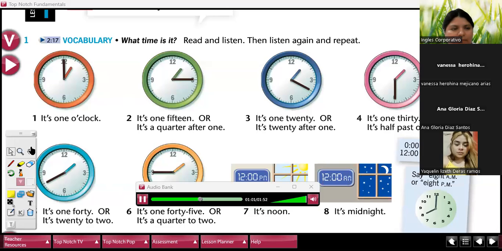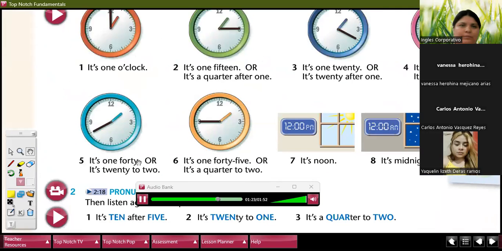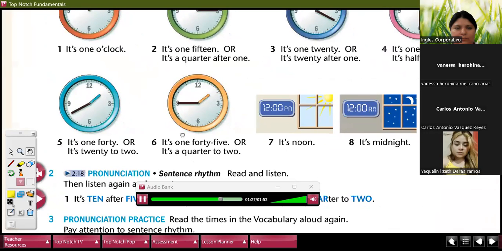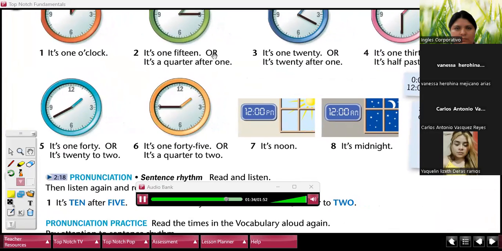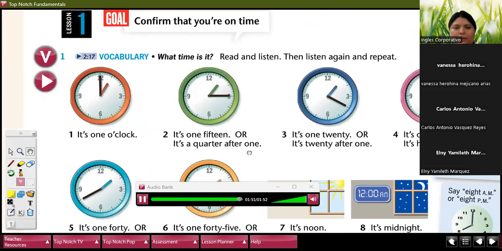It's a quarter after one. It's 1:20. It's 20 after one. It's 1:30. It's half past one. It's 1:40. It's 20 to 2. It's 1:45. It's noon. It's midnight. 8 a.m. 8 p.m.